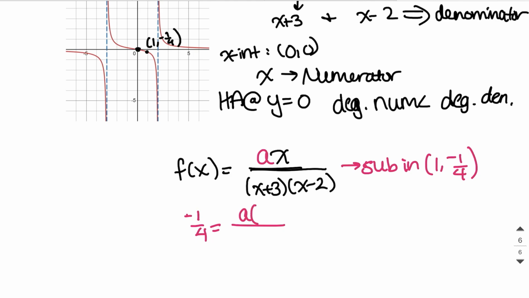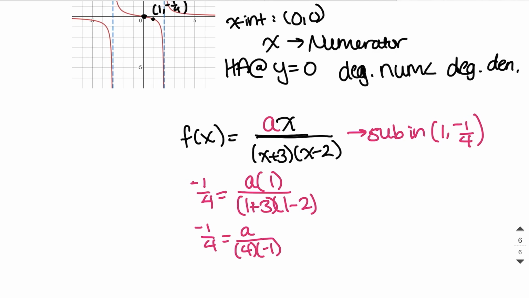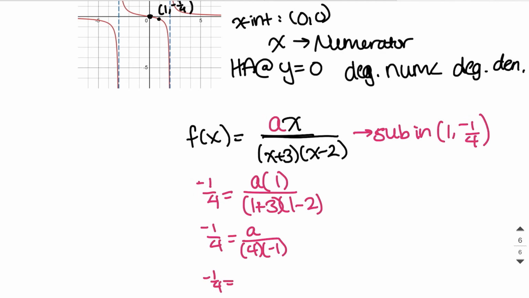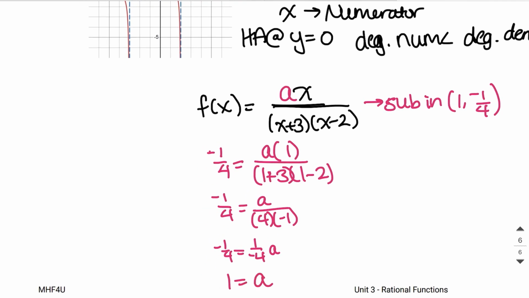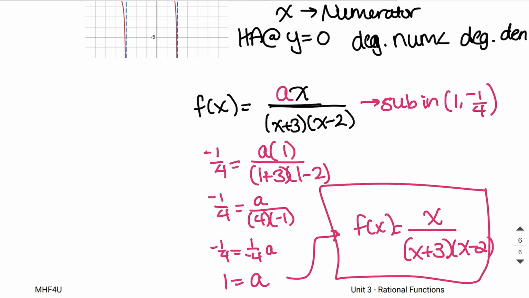Then I'm going to say a times, and then I'm going to plug in 1 for x, and then in the denominator I'm going to say 1 + 3. Every time I see an x, I'm going to replace it with a 1. So I get -1/4 equals a over 4 times -1. So -1/4 equals, this technically becomes -1/4 a, which means that a is 1. So here we can say for sure that our function is going to be 1x, or I could just simply say x all over x + 3 times x - 2. And I'm good to go for this question.